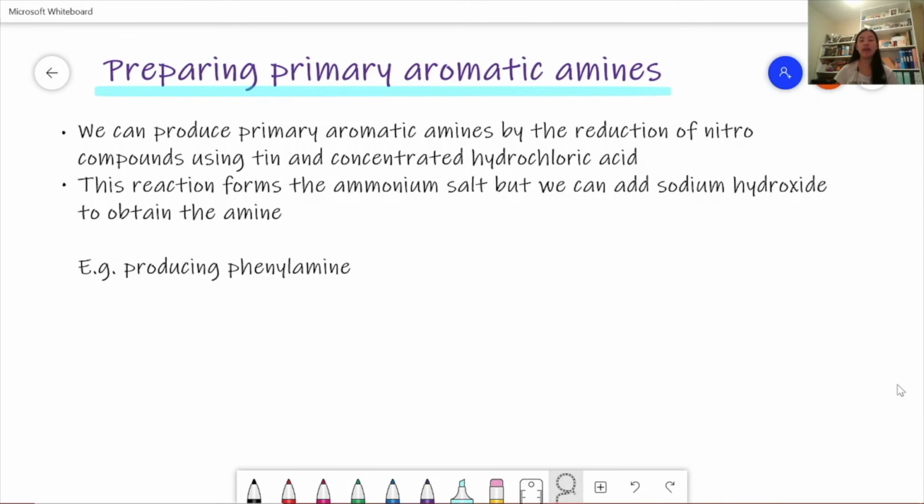Now we're going to look at preparing primary aromatic amines. So we can produce primary aromatic amines by the reduction of nitro compounds using tin and concentrated hydrochloric acid. And this reaction forms an ammonium salt, but we can add sodium hydroxide to obtain the amine. So our example is producing phenylamine. So what we start off with is nitrobenzene. So we have the benzene ring, and then we have a nitro group attached. So this is nitrobenzene.